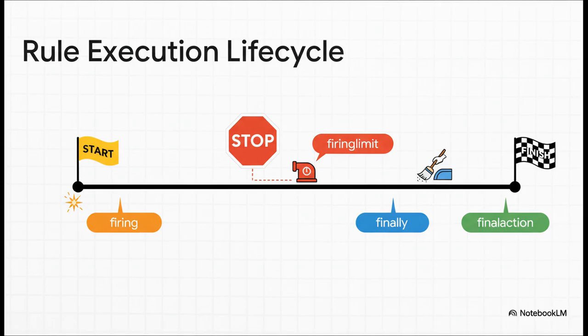You've got hooks like firing to do something right at the start of a rule. You've got finally and final action for cleanup at the very end. And this is a big one, you have firing limit as your emergency brake to stop runaway loops.